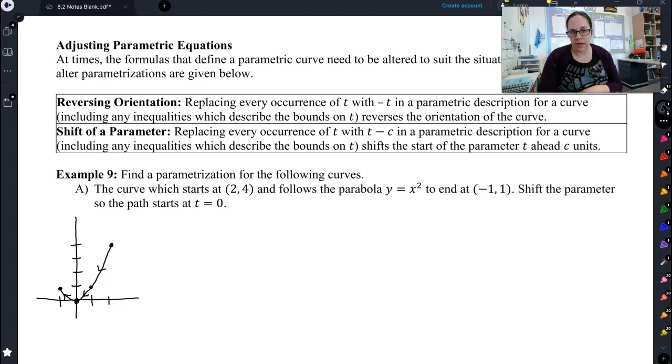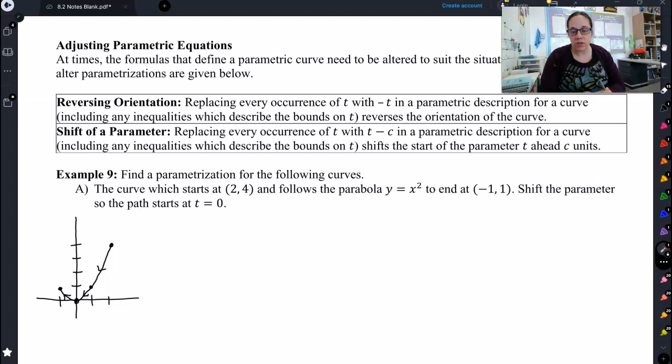We have two different kinds of changes that we make to parametric equations. First thing we can do is reverse the orientation, change what direction the arrows are going. Now, usually, naturally, your arrows will go from left to right because that's how we usually think of graphing things, from x is negative to x is positive, or if it's like a circle and ellipse, we're going counterclockwise.